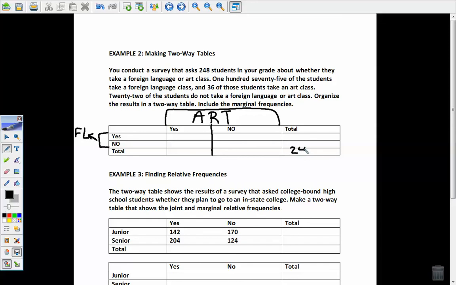Very good. Now, next sentence right here. 175 students take a foreign language. So foreign language goes by rows. Yes, going across. Don't confuse this with yes and no, but it says foreign language people. How many total kids are taking a foreign language over here? There's 175 kids taking a foreign language. This says go by rows. Foreign language, yes. Total's 175.